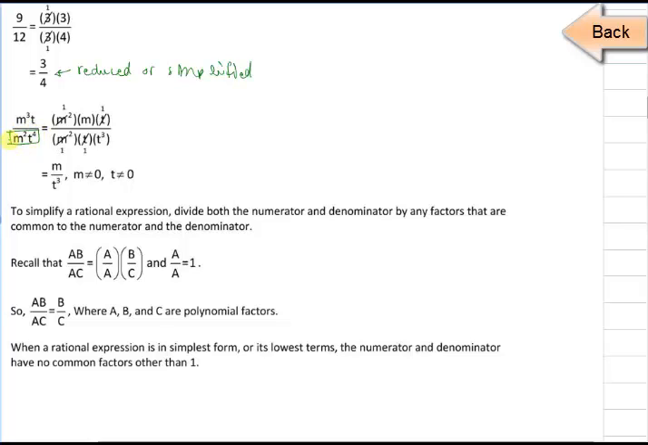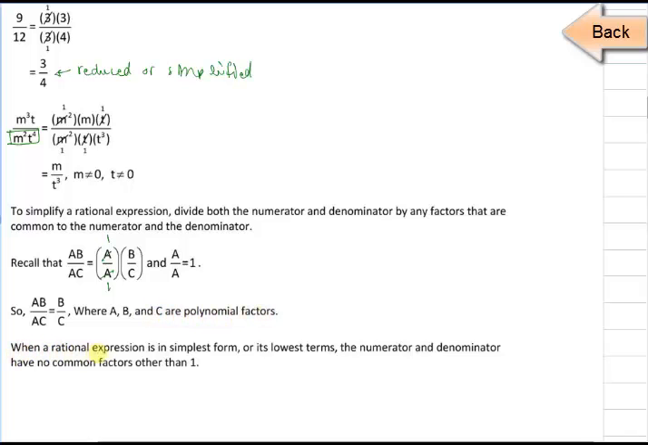So to simplify a rational expression, divide both the numerator and denominator by any factors that are common to the numerator and the denominator. So if we have ab over ac, we can write that as a over a times b over c, and recall that a over a is equal to 1. So this gives you 1, and so really what you have is 1 times b over c. And so ab over ac is equal to b over c, where a, b, and c are polynomial factors.